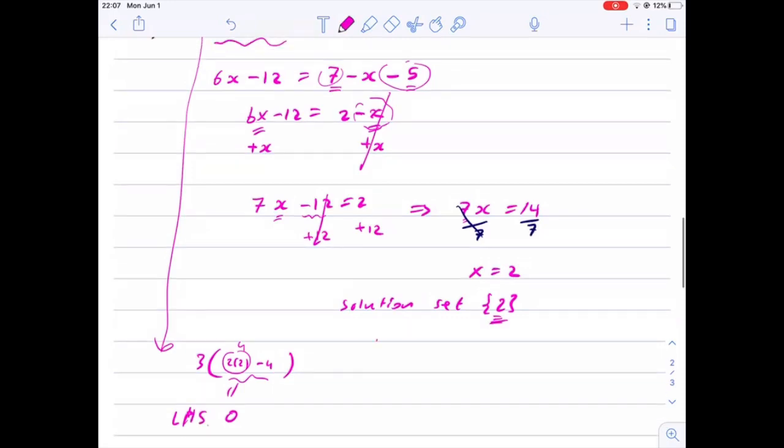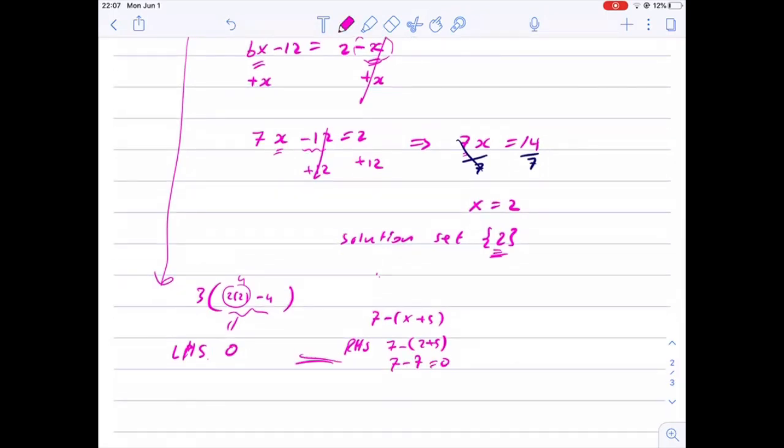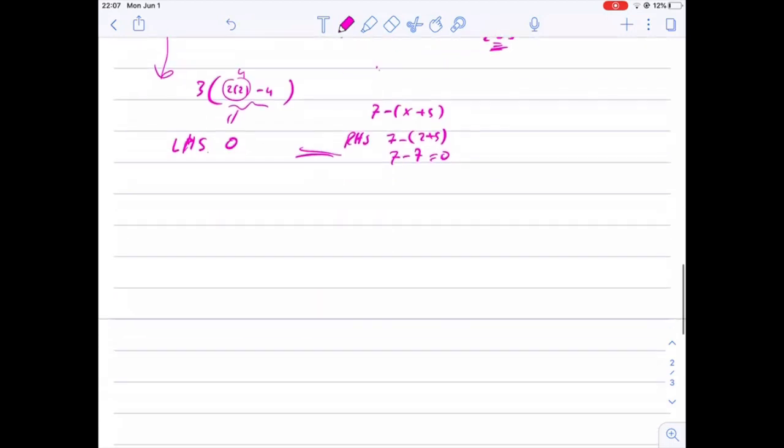Now what about the right-hand side? The right-hand side is 7 minus x plus 5. Now we substitute 2. We have 7 minus 2 plus 5, and that's 7 minus 7 equals 0. The right-hand side is 0 as well. Those are equal. That means our solution is correct.